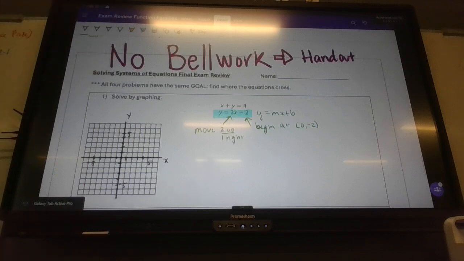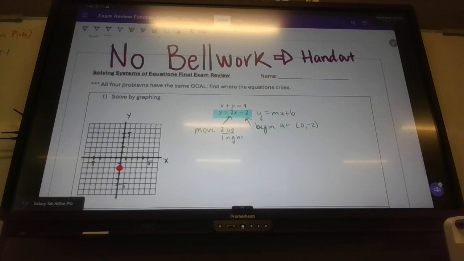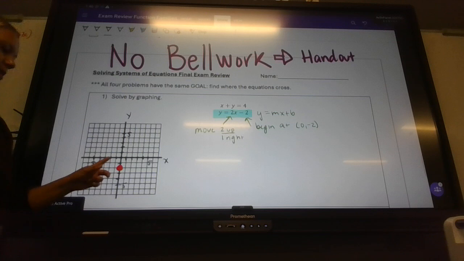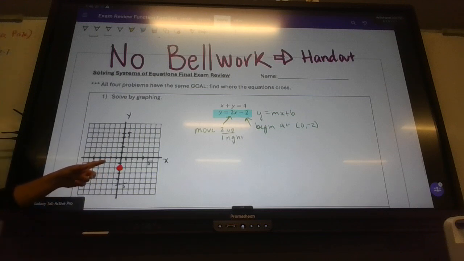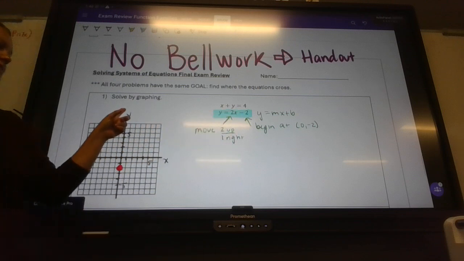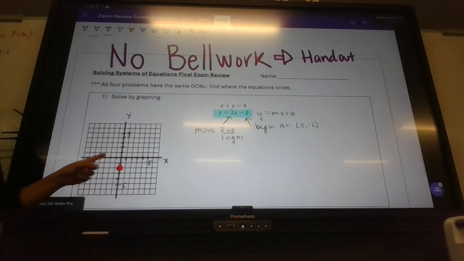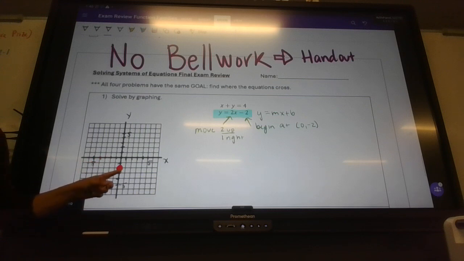First, let's see who can get the one I've highlighted correct. My big question for you is, did you start in the right place? Take a look. You're right, I did not start in the right place. A lot of people are starting here on the x-axis, but the b is on the y-axis. It's called a y-intercept. So if you put your point here, erase it, put it here.